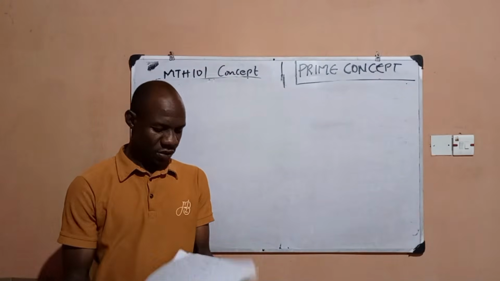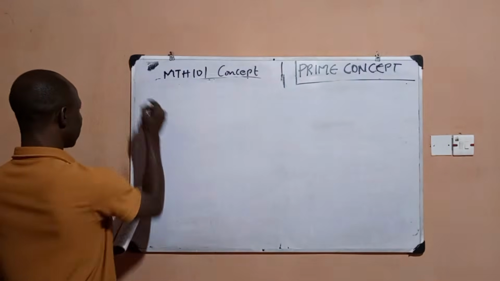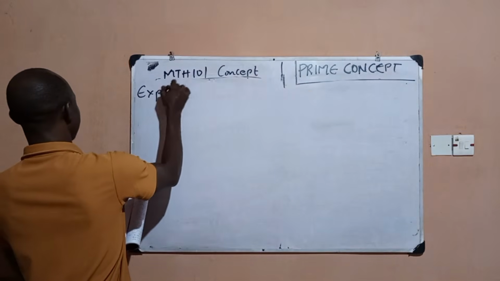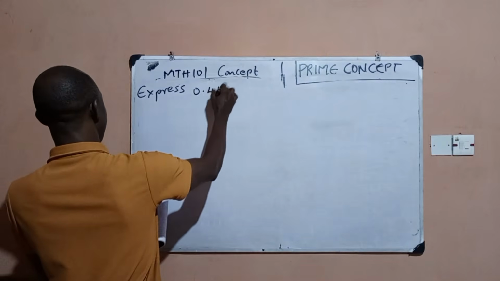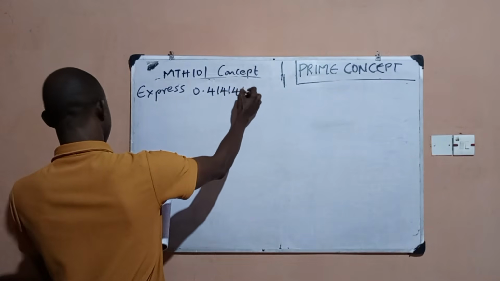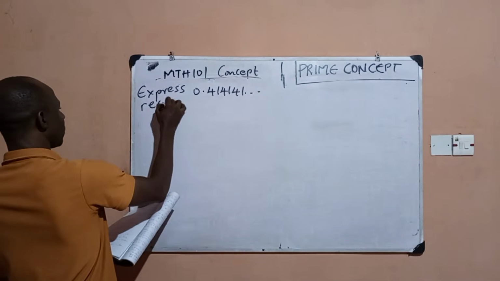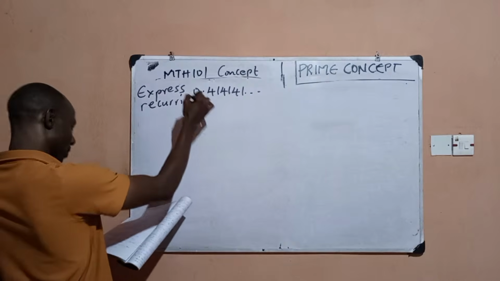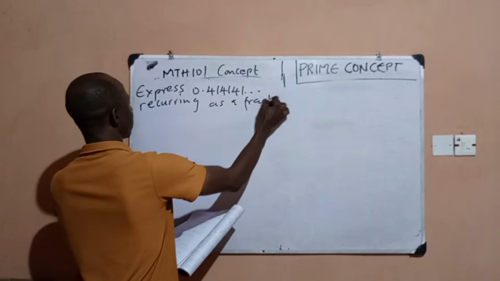So now let's look at the next question. Next question says express 0.414141 and so on, recurring, as a fraction.